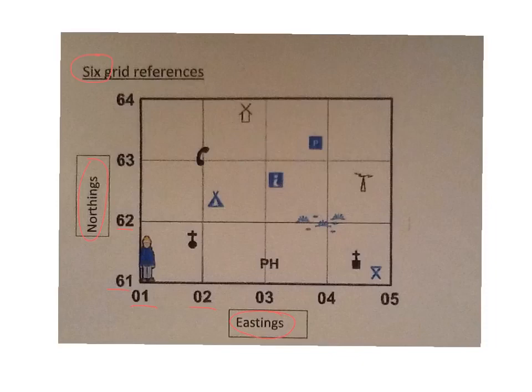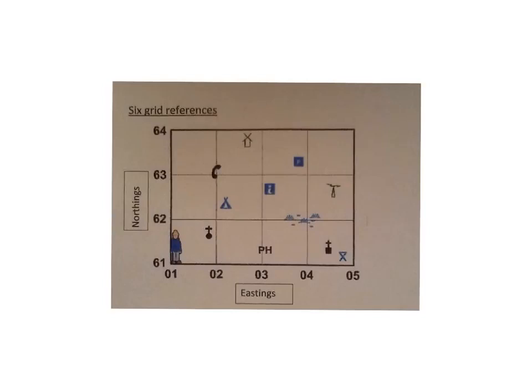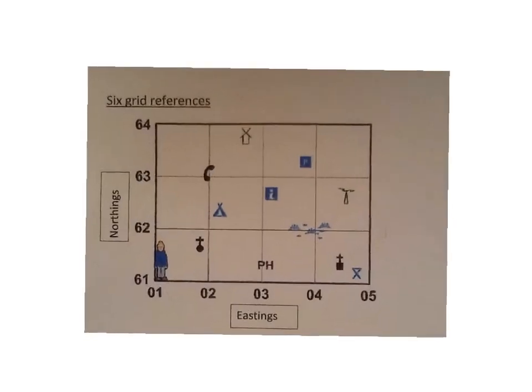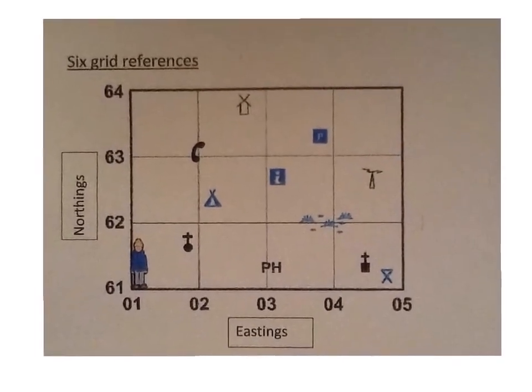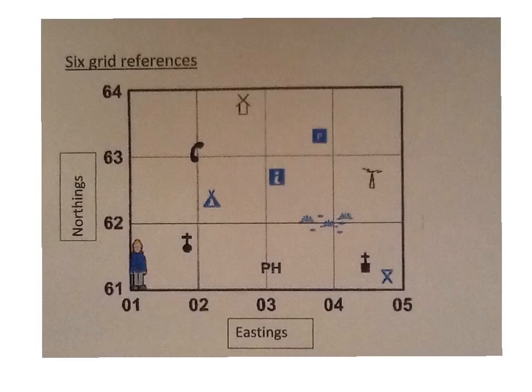Let's take a look at a larger map. Let's enlarge our map so we can see things more clearly. Let's take, for example, our car park, which is here. We know from our 4-figure work that our car park is in square 03, 63.